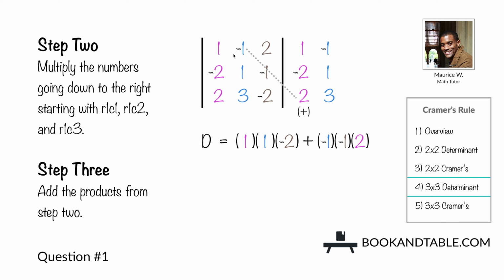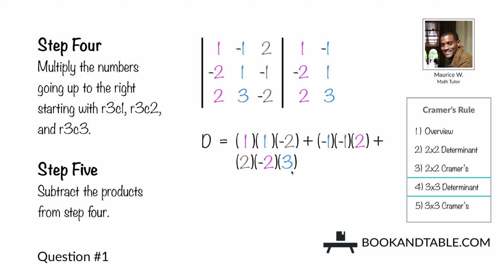So that would be first row, second column, -1. And we multiply the numbers going down to the right, giving us -1 times -1 times 2. And we're going to place a positive sign in front of that product. And now we go to R1, C3. So the first row, third column is +2 here. And we multiply the numbers going down to the right, giving us 2 times -2 times 3. And we're going to place a positive sign in front of it. So those are steps 2 and 3.